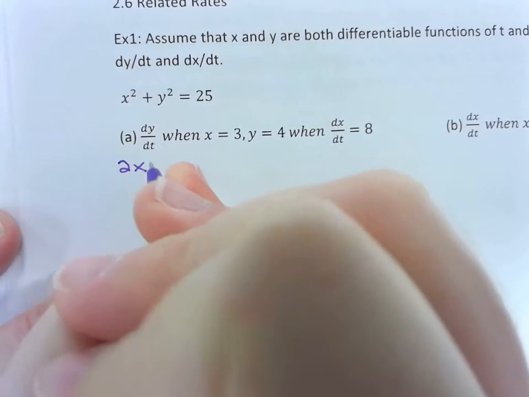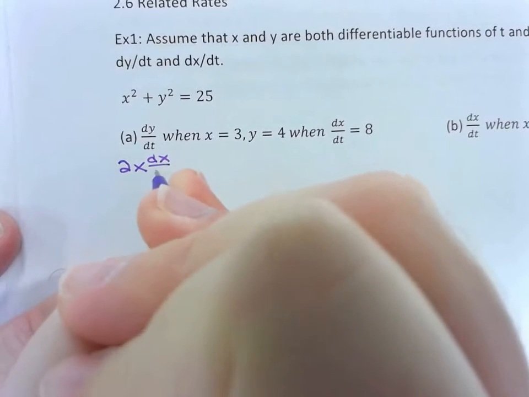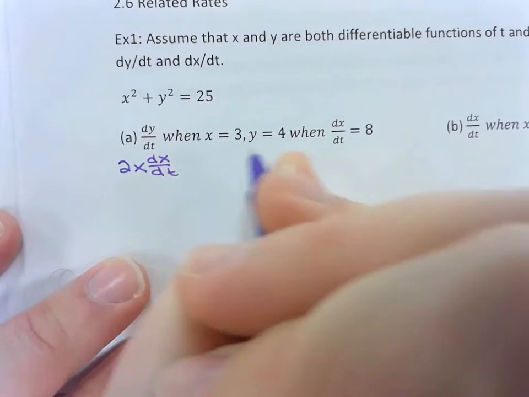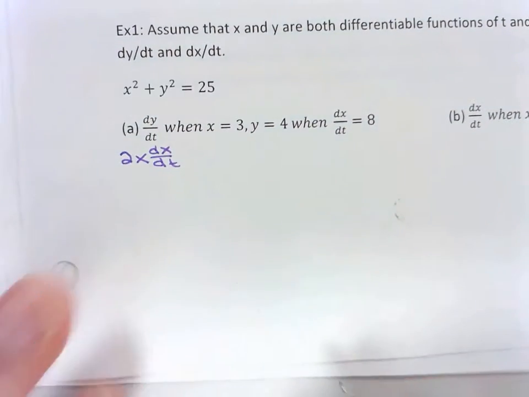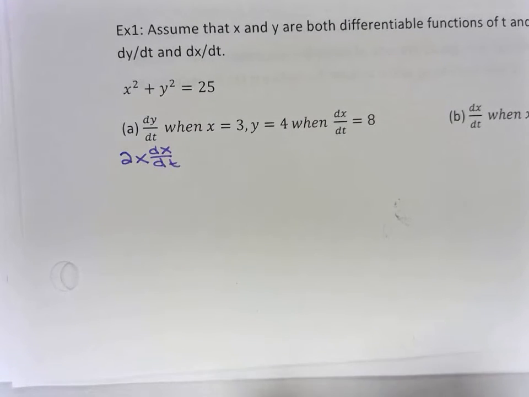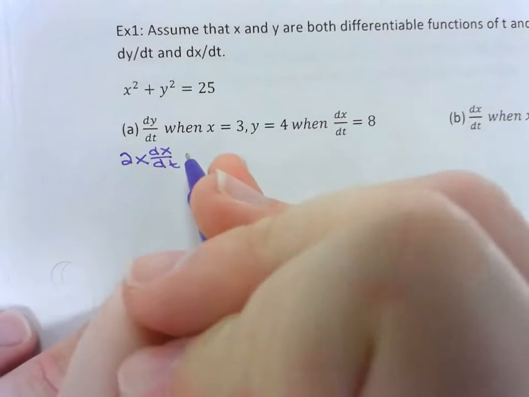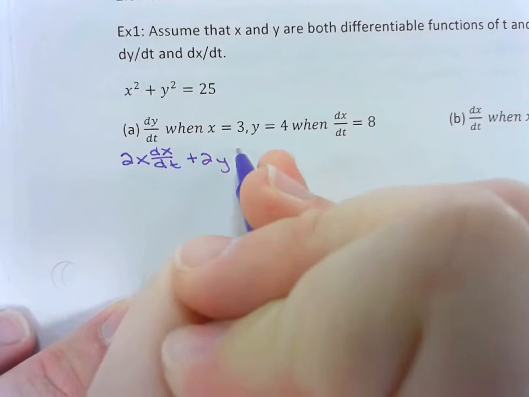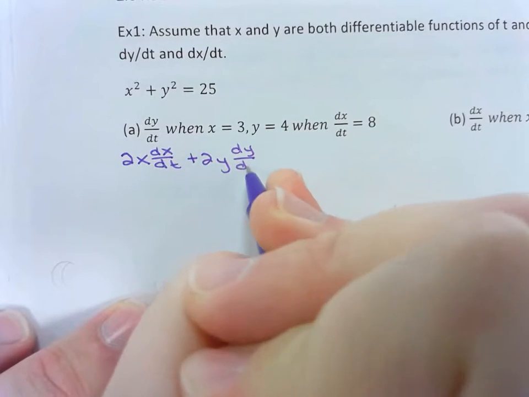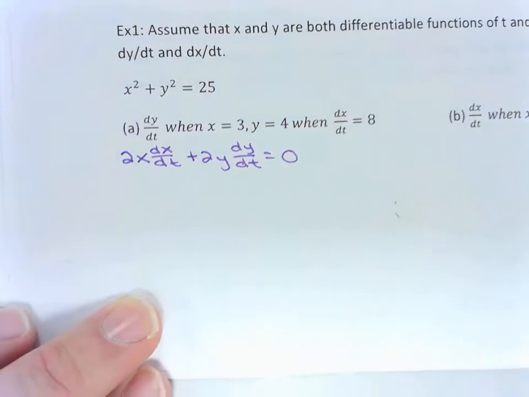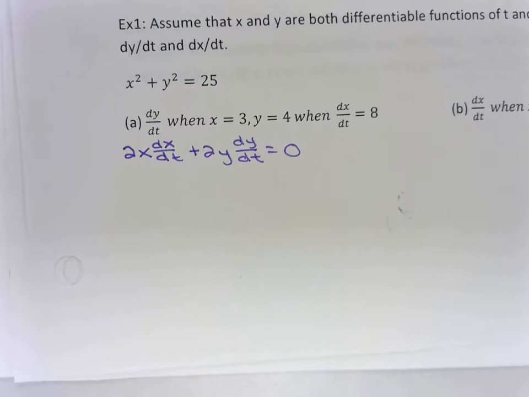Power rule, that'll be 2x dx dt. Since they give me dx dt, dy dt, like I said, whenever I take the derivative of x or y, I'm going to put dx dt after it. Plus 2y dy dt equals 0. So it's kind of like implicit, but we're not really putting y prime, we're putting dx and dy both. Now I want to know dy dt when x is 3, y is 4, and dx dt is 8.